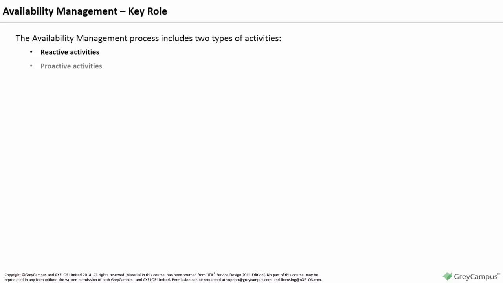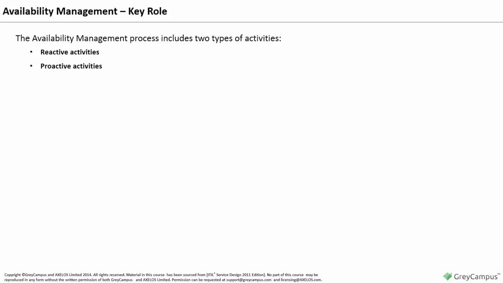Availability management, key role. The availability management process includes two types of activities. Reactive activities. These involve the monitoring, measuring, analysis and management of all events, incidents and problems involving unavailability. These activities are principally performed as part of the operational roles. Proactive activities. These involve the proactive planning, design and improvement of availability. These activities are principally performed as part of the design and planning roles.